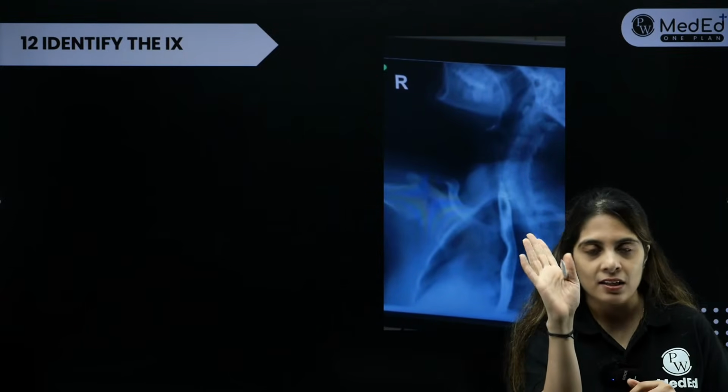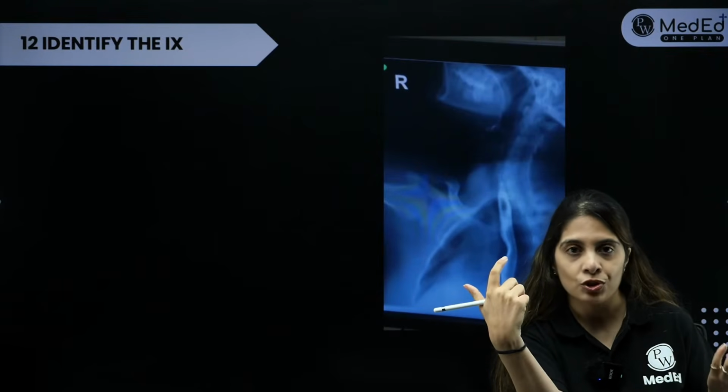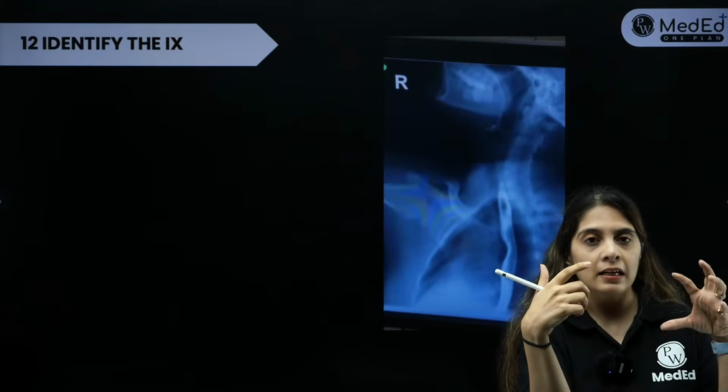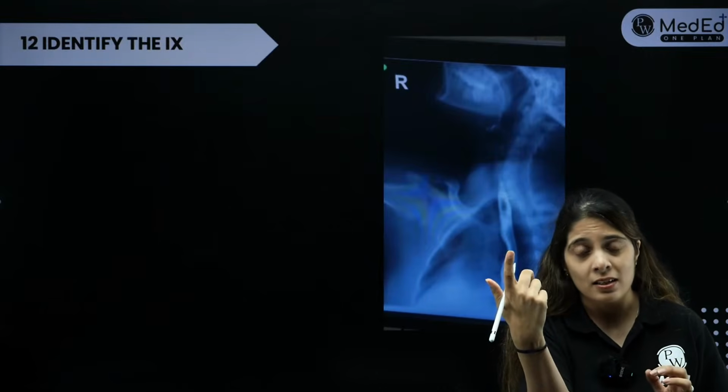First of all, they can ask you other investigations wherever fluoroscopy is involved. For example, they can show you a barium meal in which, apart from the esophagus, the stomach will also be coated with barium. So that is how they can test you.